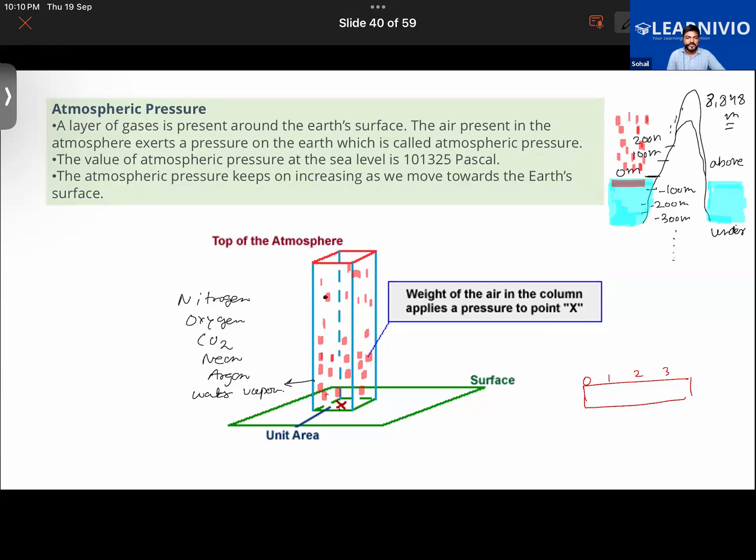Also, there are some natural phenomena like a cyclone. In the middle of the cyclone, the pressure will be very, very less. You would have learned about how cyclones are formed. The middle zone of the cyclone is a zone of very low pressure.